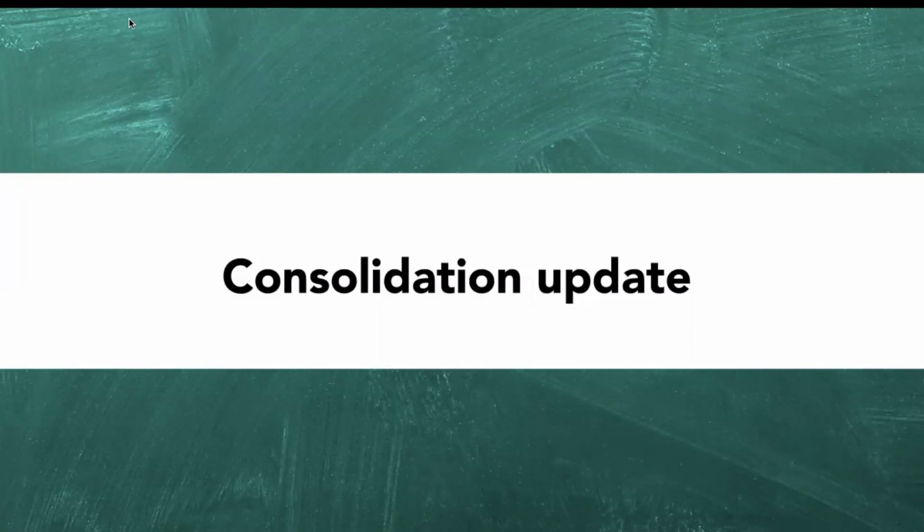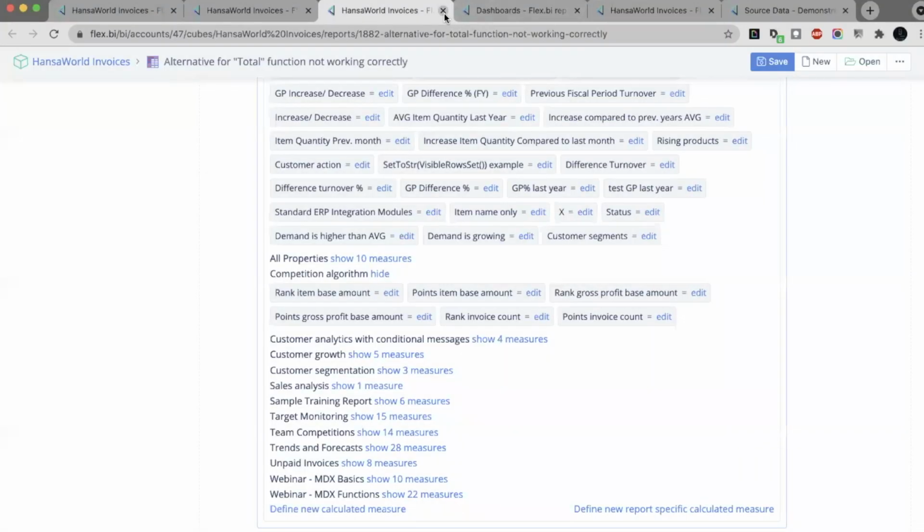Next topic, consolidation update. With this update, we made it easier for companies that have very similar data to use consolidation basically. So we automatically now combine different data based on its name. If the name matches, we combine this data. How it works.